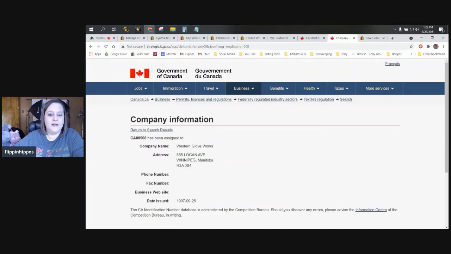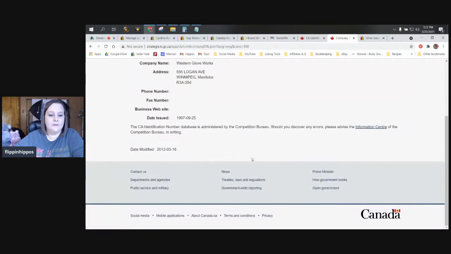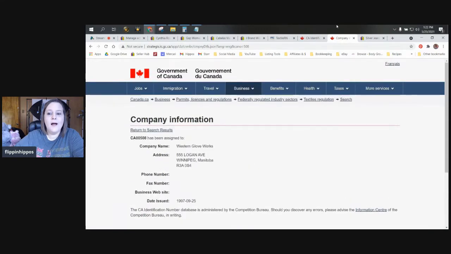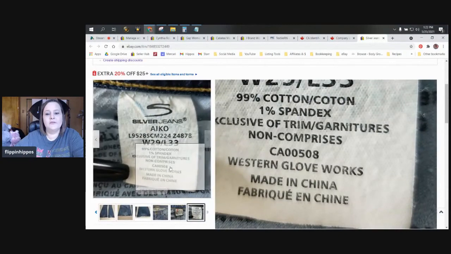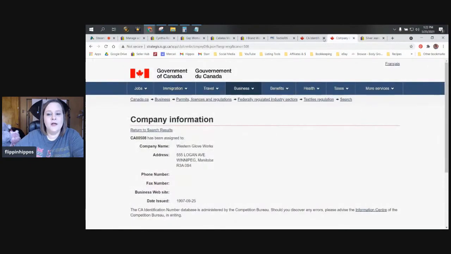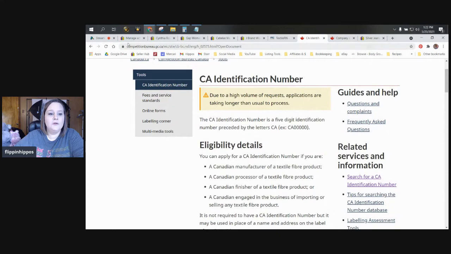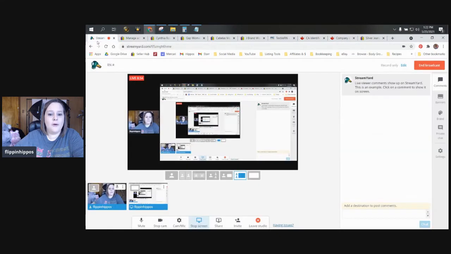Let's see what information I can get. There you go. And if you know your Silver Jeans, you know that that's Western Glove Works. So that's how these can be used. They're really useful if you know of a brand like Anthropologie that's really well known for putting out tons of different clothes under different brands. And if you memorize that 66170, you can always look at the tag and know it's by Anthropologie and that you can use it in your keywords.